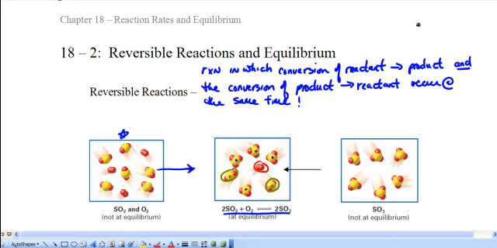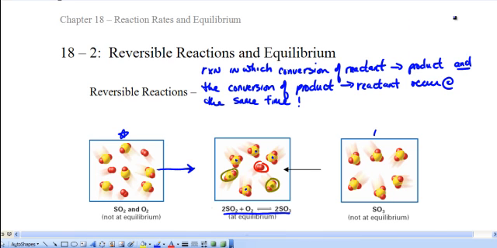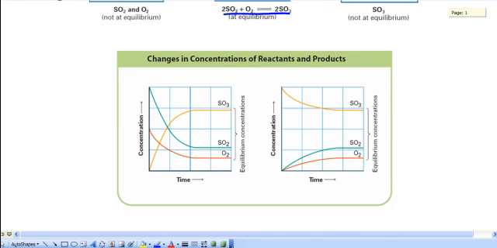So not all of the reactants get turned into product. Why is that? Well, what can happen is, looking at this box over here, some of the product will actually turn back into reactant. Some of the sulfur trioxides will collide and reform SO2 and O2. And so both the forward reaction and the reverse reaction are going to occur at the same time.